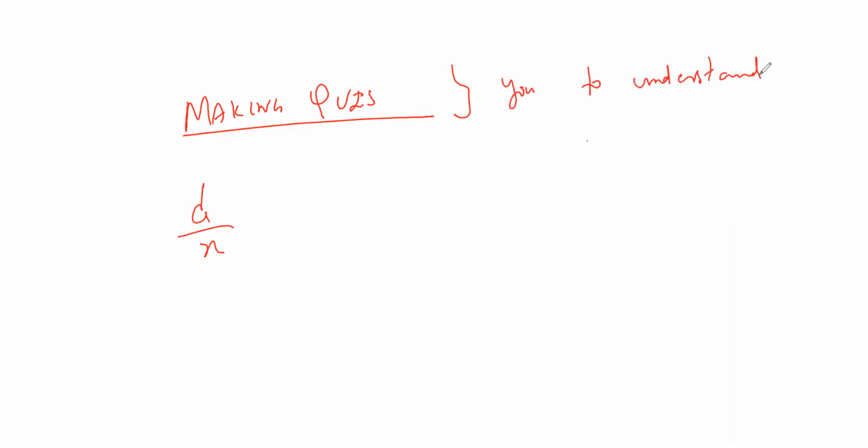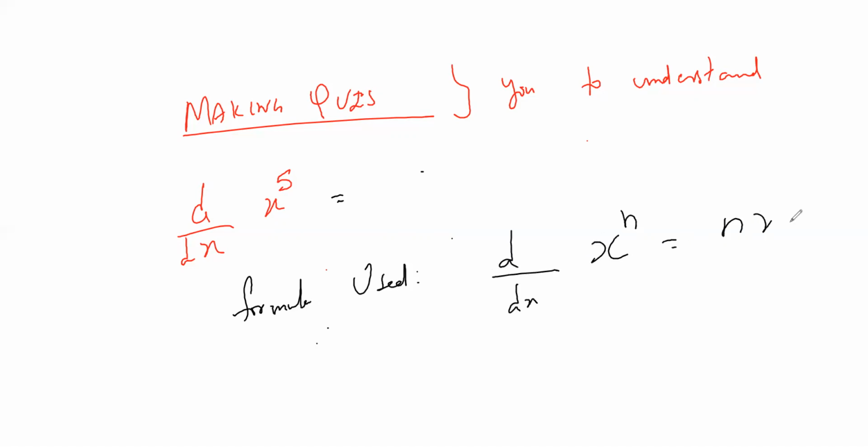Before making the question, the first step is to understand this: d by dx of x power 5. I am only taking x power 5 or something like that. Then you have to use the formula. What is the formula? d by dx of x power n is n x power n minus 1. What is n here? 5. So 5 x power 5 minus 1, which is 5 x power 4. That's it. Are you clear up to this?